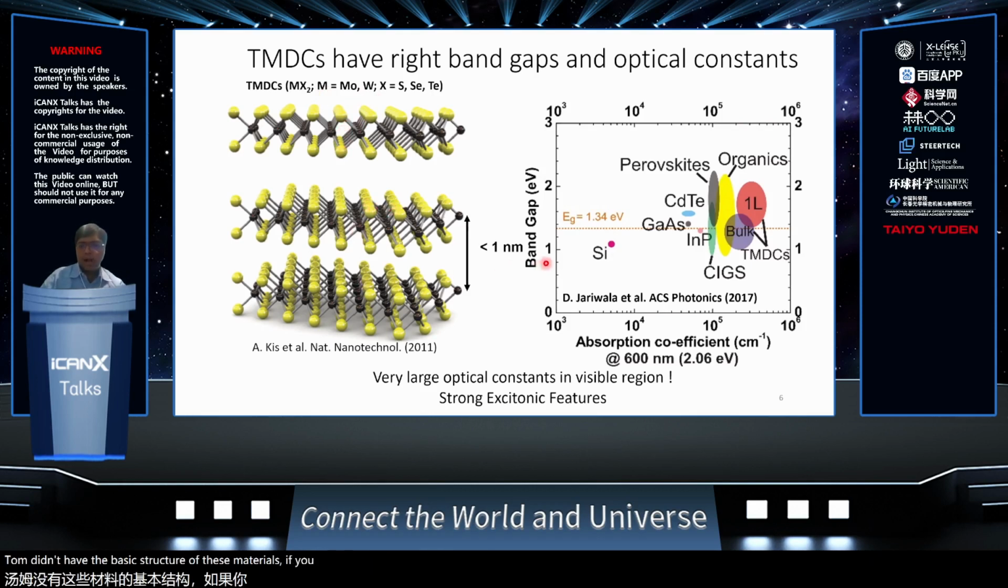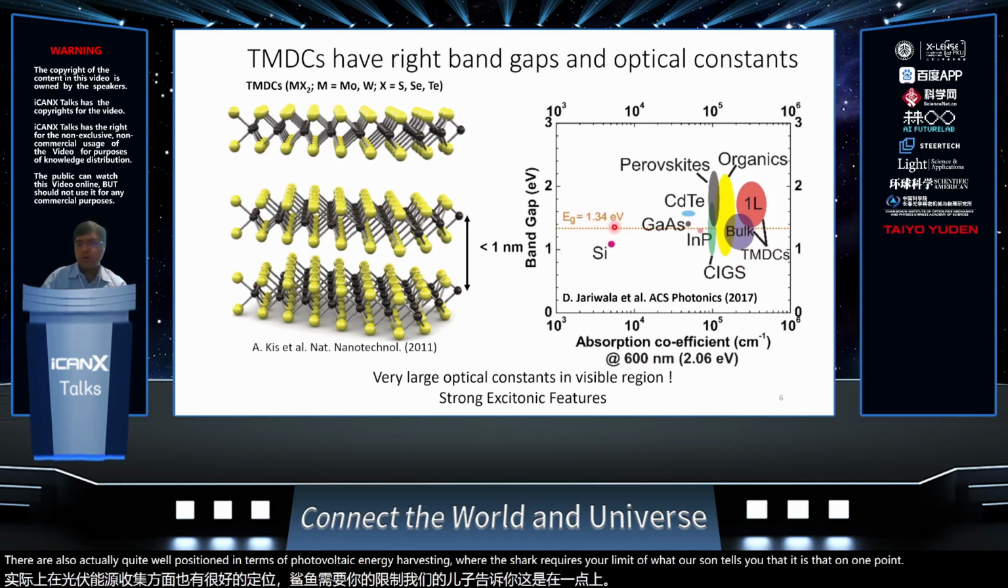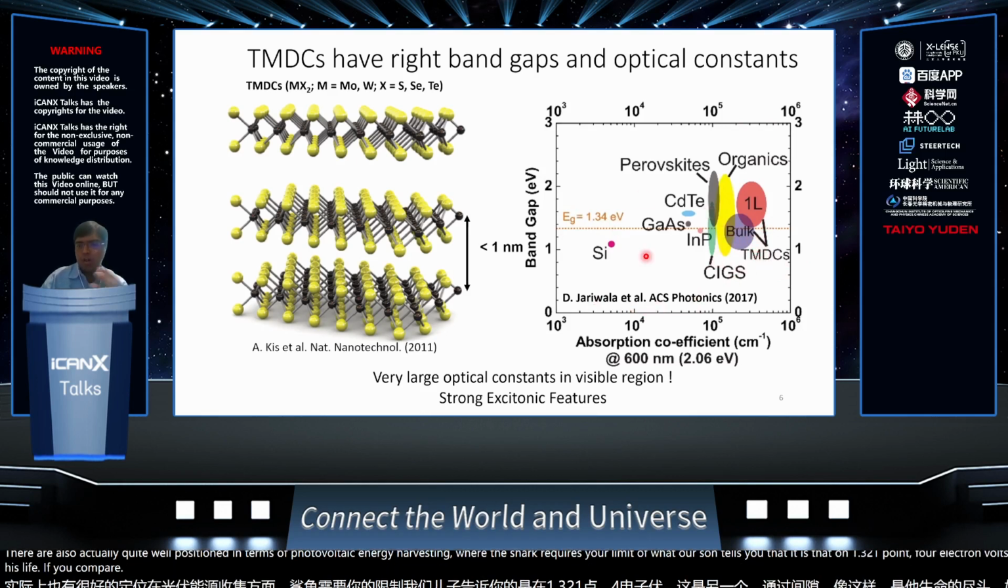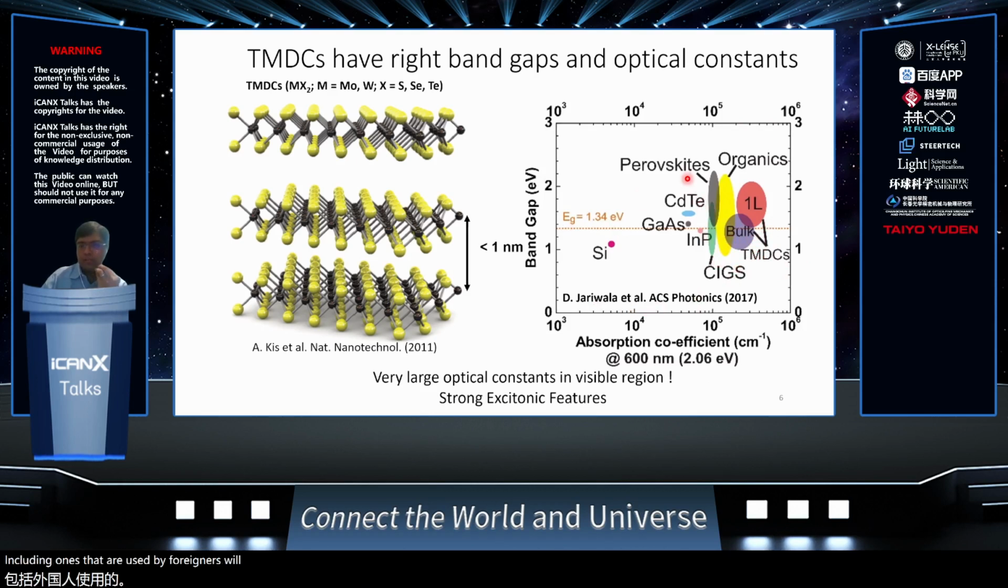If you look at their band gaps, they're very well positioned in the visible part of the spectrum. They are also well positioned for photovoltaic energy harvesting, where the Shockley-Queisser limit for our sun tells you that the ideal band gap is around 1.3 to 1.4 electron volts, which is where the TMDCs lie. If you compare to all the other semiconductors, including ones used for photovoltaic applications, you see that their absorption coefficient is larger than most other known semiconductors.